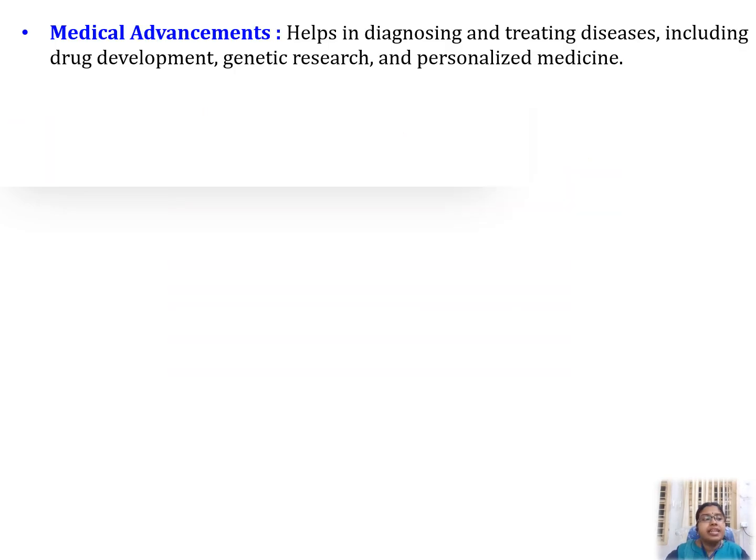Next, medical advancement. In short, this can help in diagnosing and treating diseases, including drug development, genetic research, and personalized medicine. If we understand the previous topic, the life processes, then we can easily develop in this field of medical advancement.